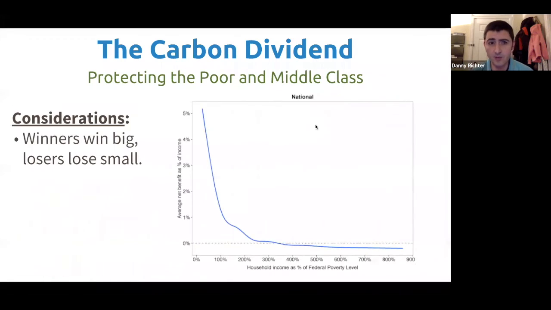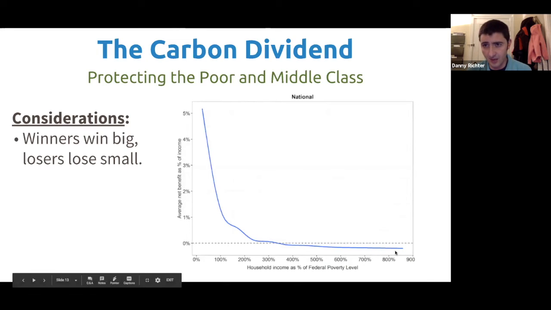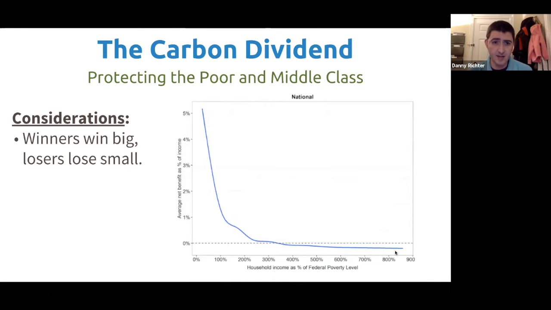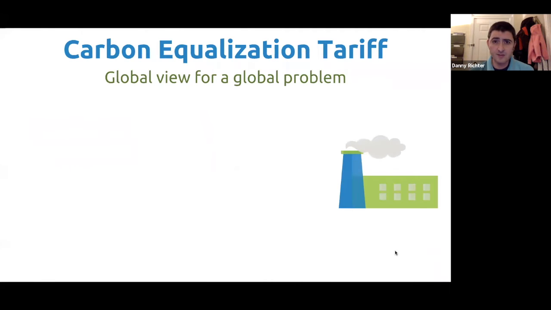And another thing, winners win big, losers lose small. This is also from household impacts. You see on the left-hand side, those who are 100% of the poverty line or less. This can amount to between 1% and 5% of their income. But as you get further out into the income scale, this is only about 0.2, 0.3% of their income. So people who are losing, they're really just not going to notice. It's not a big effect. So that's the carbon dividend.